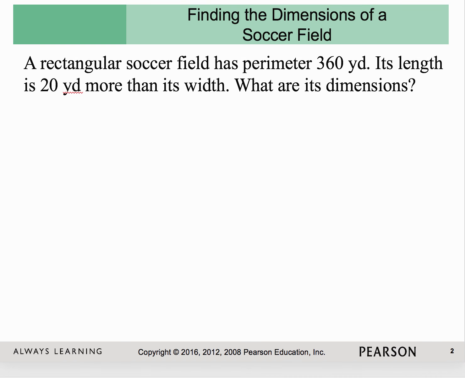Okay, a rectangular soccer field has a perimeter of 360 yards. Its length is 20 yards more than its width. What are its dimensions? All right, so I know it's a rectangle, so I'm going to take advantage of that. Its perimeter is 360. I got to know what that means to be the perimeter. That's just if I add up all the way around it, it's 360.